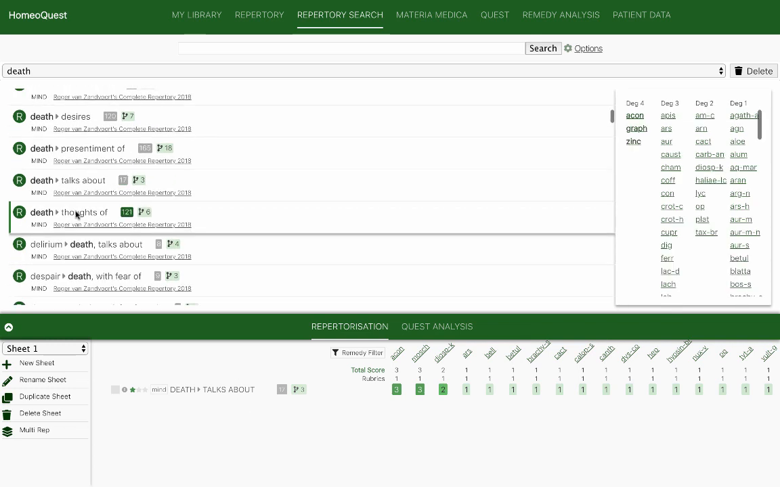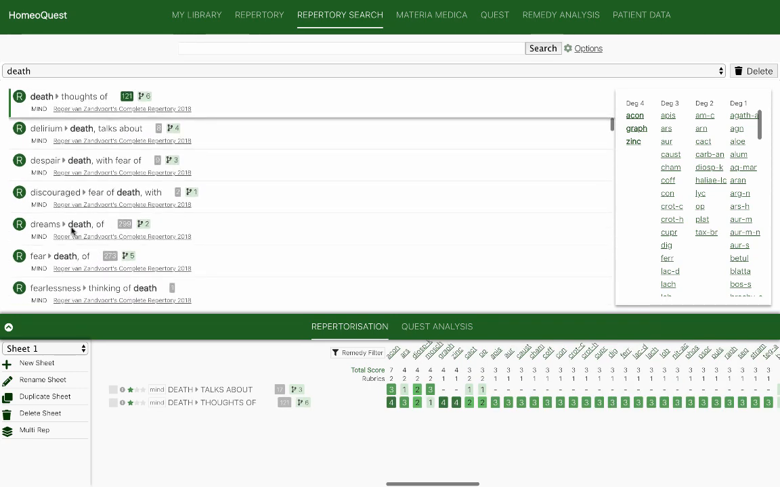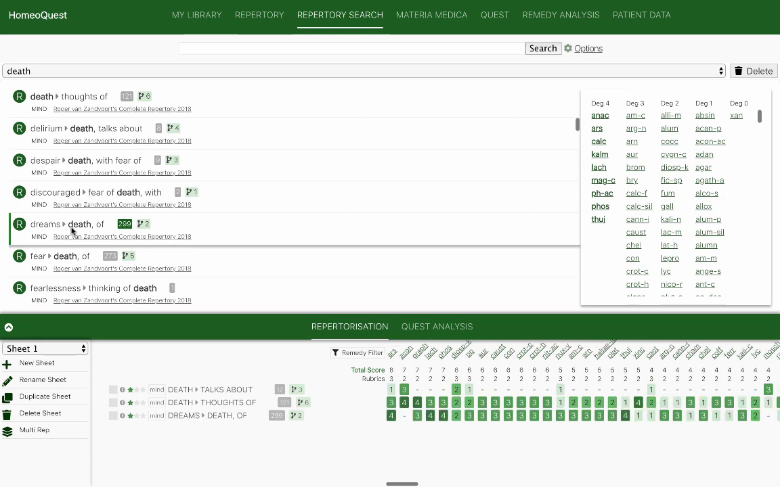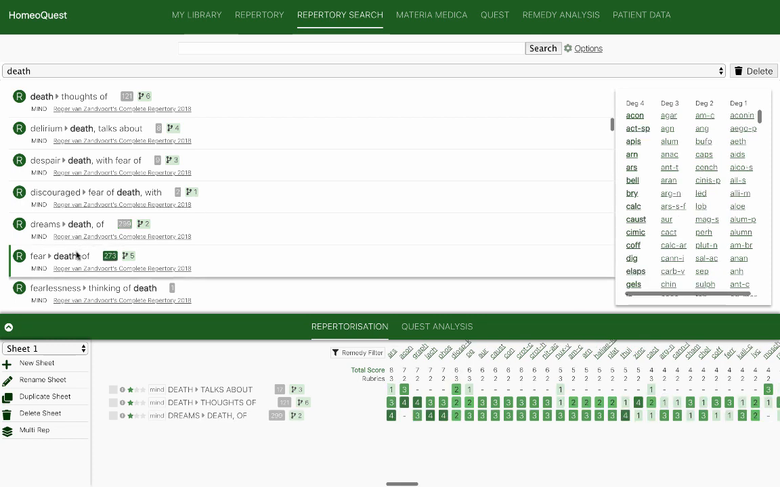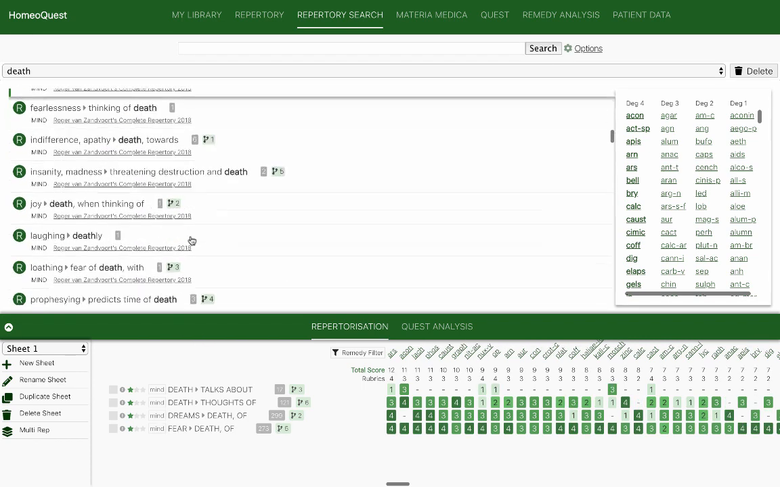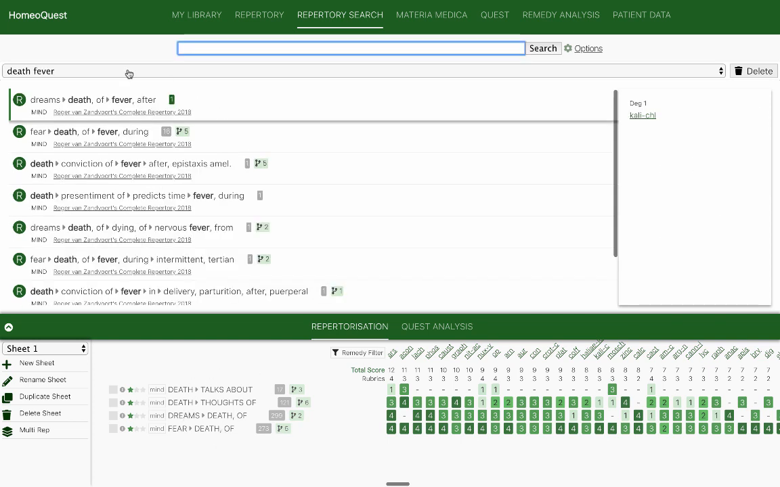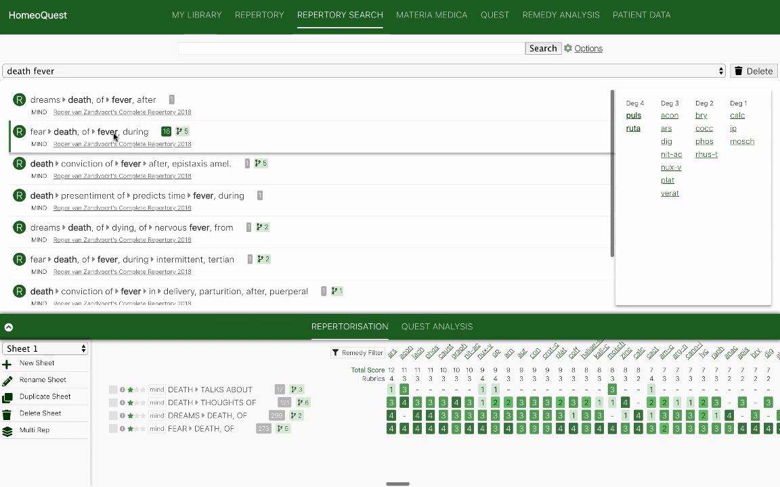Then, yes, she has some thoughts of death. This looks like an interesting rubric as well. So we take thoughts of death. Then there are some dreams of death, so I would like to consider that. And there is definitely fear of death. What I've done here is include all possible rubrics about death that she has, and we are basically looking at all these symptoms with death. I've also taken fear of death during fever, and there is one rubric here, so I would like to consider that as well.